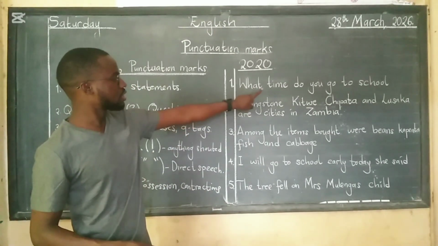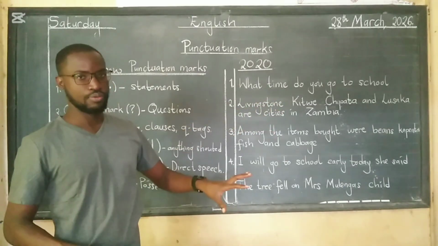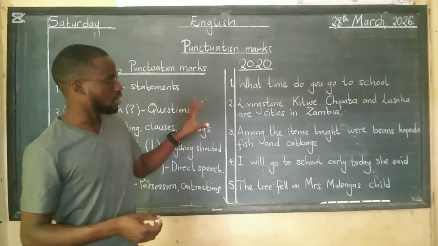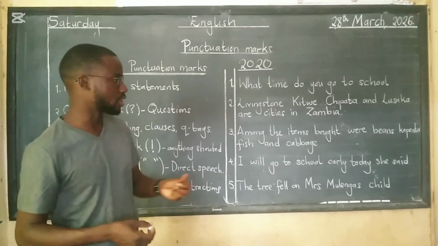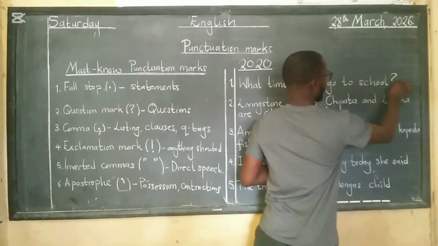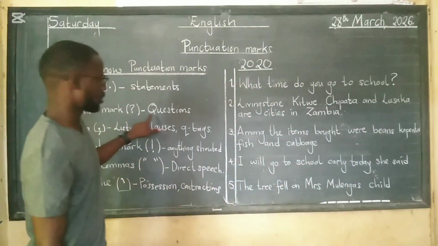So the first one, what time do you go to school? Ask yourself, is this a clause? Is this a sentence? Is this a statement? Is this a question? So this is a question. What time do you go to school? So we punctuate it with the question mark.